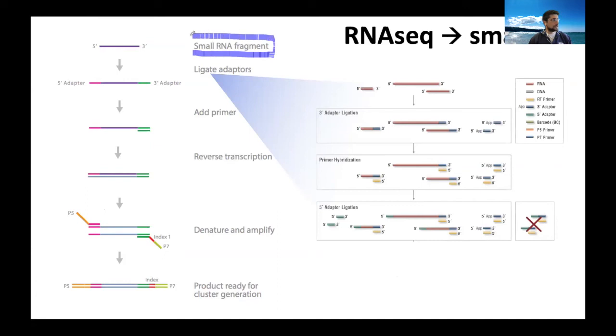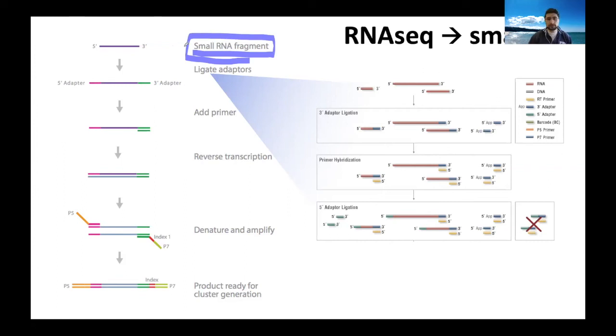Can you type in the chat if you know how long small RNAs usually are? Examples are microRNAs, small interfering RNAs, and stuff like that. So if you want to guess how many nucleotides a small RNA is. All right, sounds good. Yeah, they're usually between 18 to 30 nucleotides long, okay?